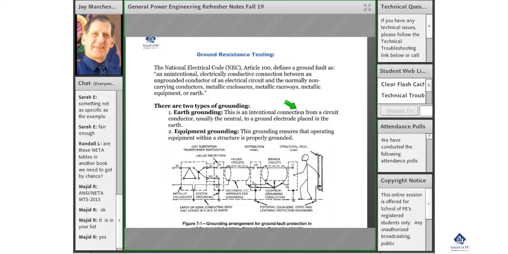So basically, it's between an ungrounded conductor, that would be an energized or potentially energized conductor, and a non-current carrying conductor, which really means something that's conductive but not meant to carry current. So it's like enclosures or metallic raceways or the earth itself.